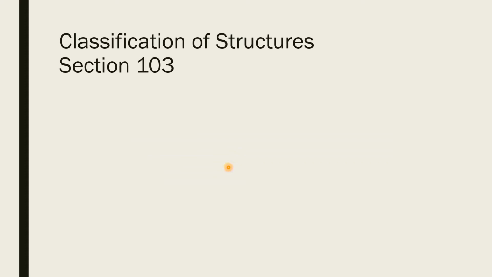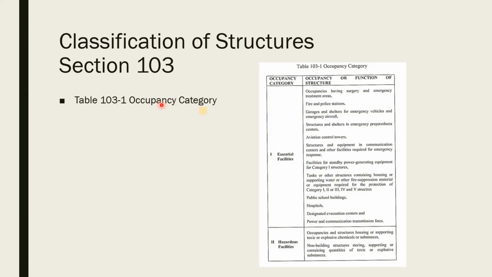And then next, bago tayo mag-proceed, kailangan i-review muna natin yung ating classification of structures. So that is in chapter 1 in section 103. Okay, so we have here the table 103-1, the occupancy category. Ayan. So we have here our table, occupancy category. Meron tayo dyan nung ating essential facilities. Ayan. Which includes the following.